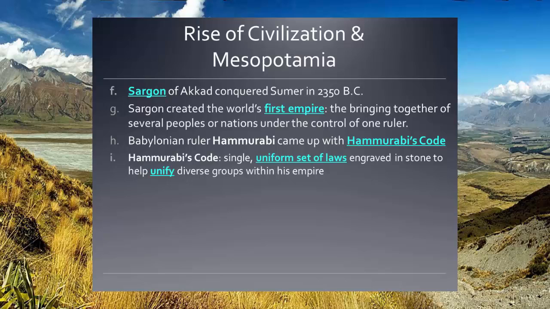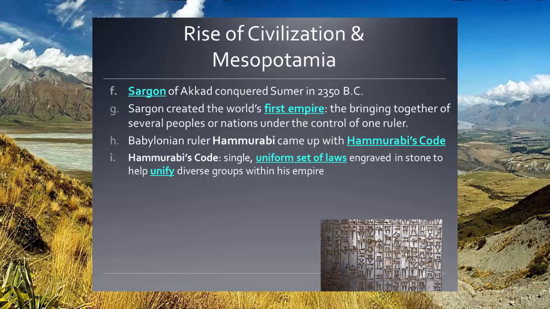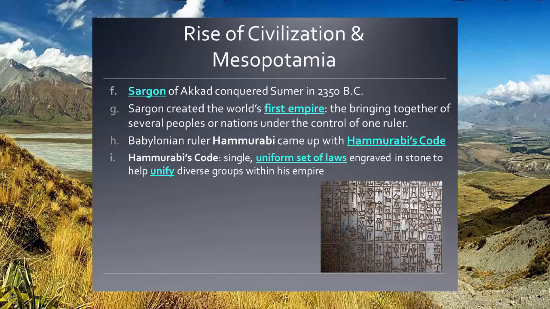Hammurabi's Code was a single, uniform set of laws engraved in stone to help unify the diverse groups within his empire. And here we see what that looked like. This is a sample of one of his what are known as steles, which are pillars where he wrote his laws. We're going to take some time later on to look at these laws and determine if they were actually fair, why they existed, and were they effective. We'll get to that in the next upcoming lessons.